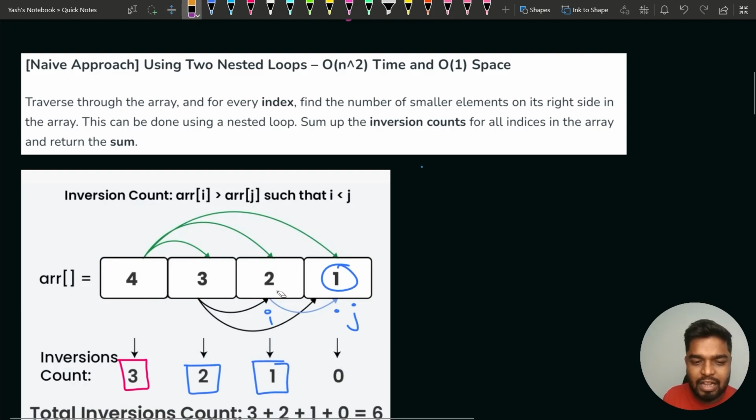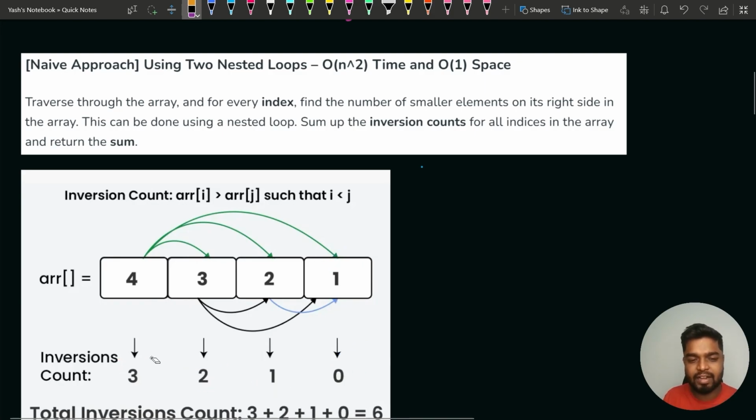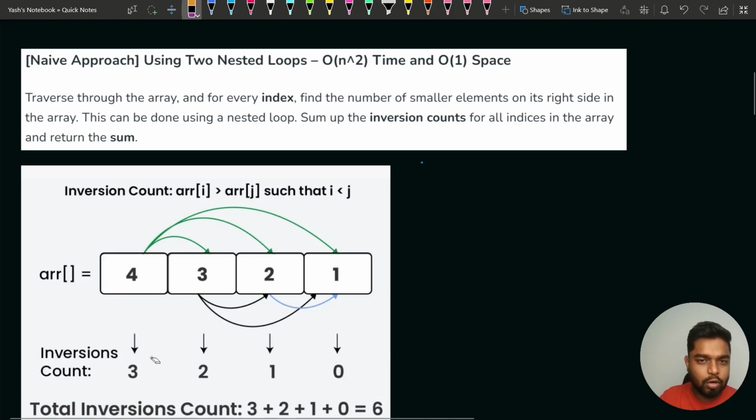And after that, for the last element, there will be no inversion count, because there are no elements on the right side, so the counter will be 0 only. If you see, the total sum comes out as 6 here. So this is what you can define as inversion. Okay, now since we applied the brute force approach, this would take order of n square time, because for every ith element we are checking all the elements on the right side, that is, all the j elements starting from i plus 1 index till the end of the array.